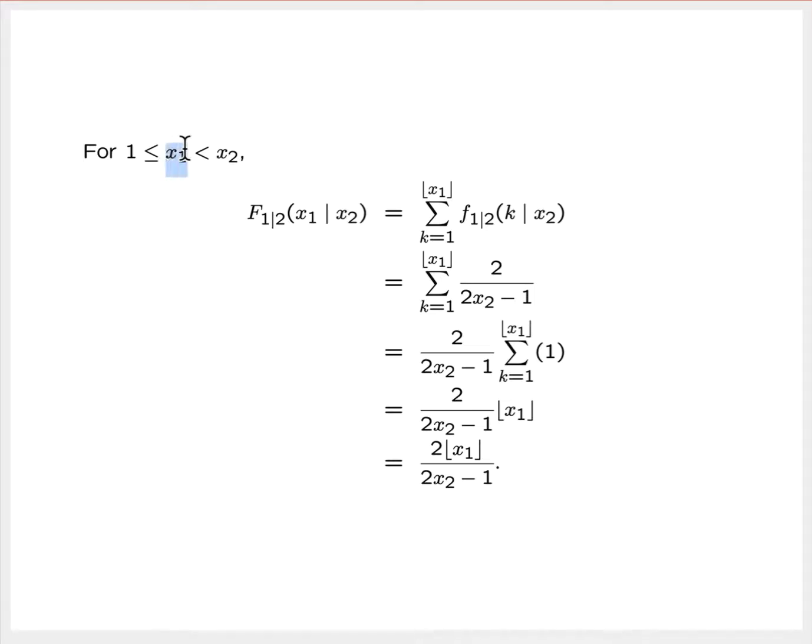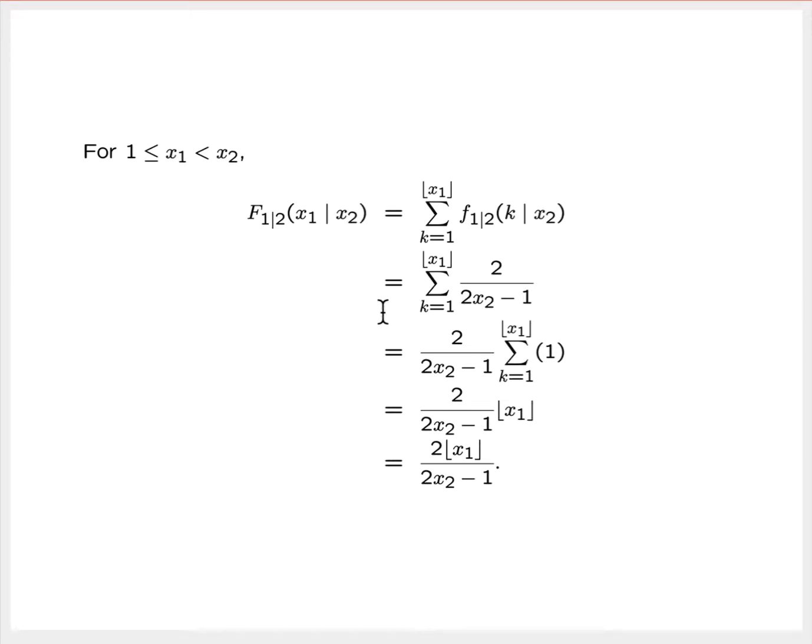And remember, when we consider this, we're letting x1 be any real number in that range. It's not restricted to being integers. And we take care of that by using the greatest integer function. So in this situation, the conditional CDF of x1 given x2 is going to be the sum, k going from 1 up to the greatest integer that is less than or equal to x1, of the conditional PMF of x1 given x2 evaluated at k, which is the index of summation, given this particular value of x2.